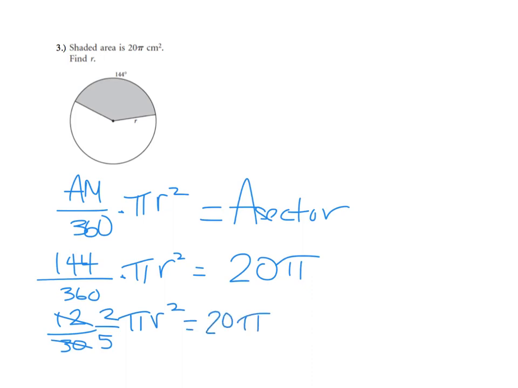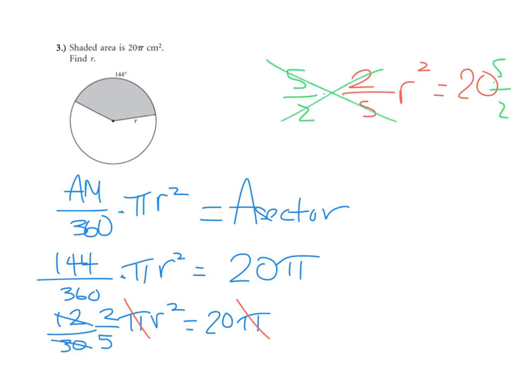Okay, so we have 2/5 pi r squared equals 20 pi. I can cancel out the pi on each side, and I'm going to rewrite what I have over here. So we've got 2/5 r squared is going to equal 20. Let's get r squared alone by multiplying by 5/2 on both sides. So we get r squared equals 100 over 2, which is just 50. So r is going to be the square root of 50, or 5 radical 2.